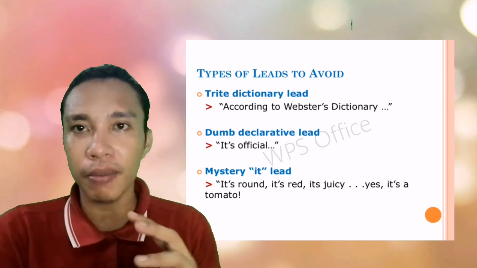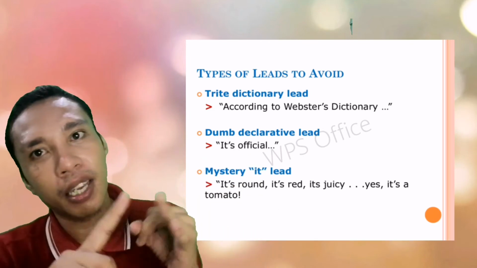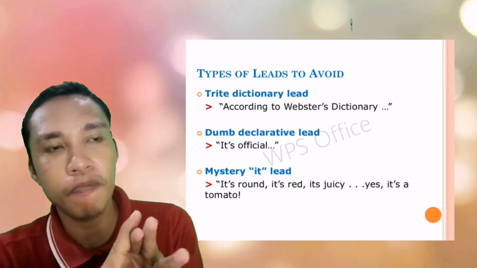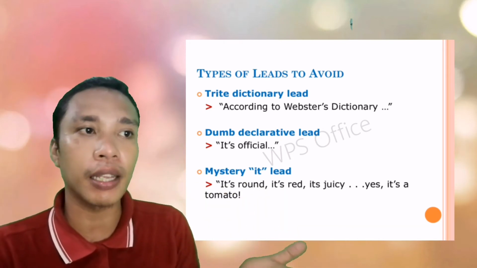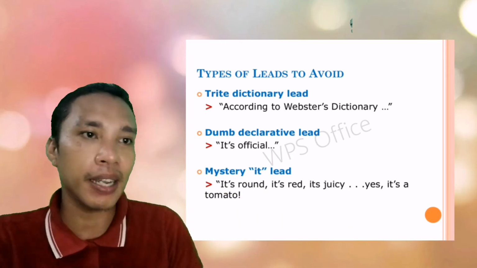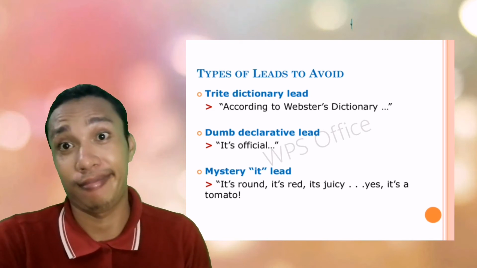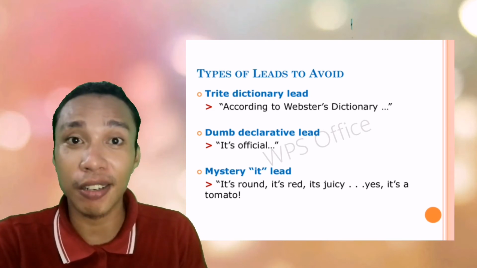The mystery lead, or the "it" lead, because we have the why lead, the who lead, the when lead, the where lead, and the it lead. So you avoid that. Example: it's round, it's red, it's juicy. Yes, it's a tomato. Can you get the attention of your readers by using that one? No, it won't.